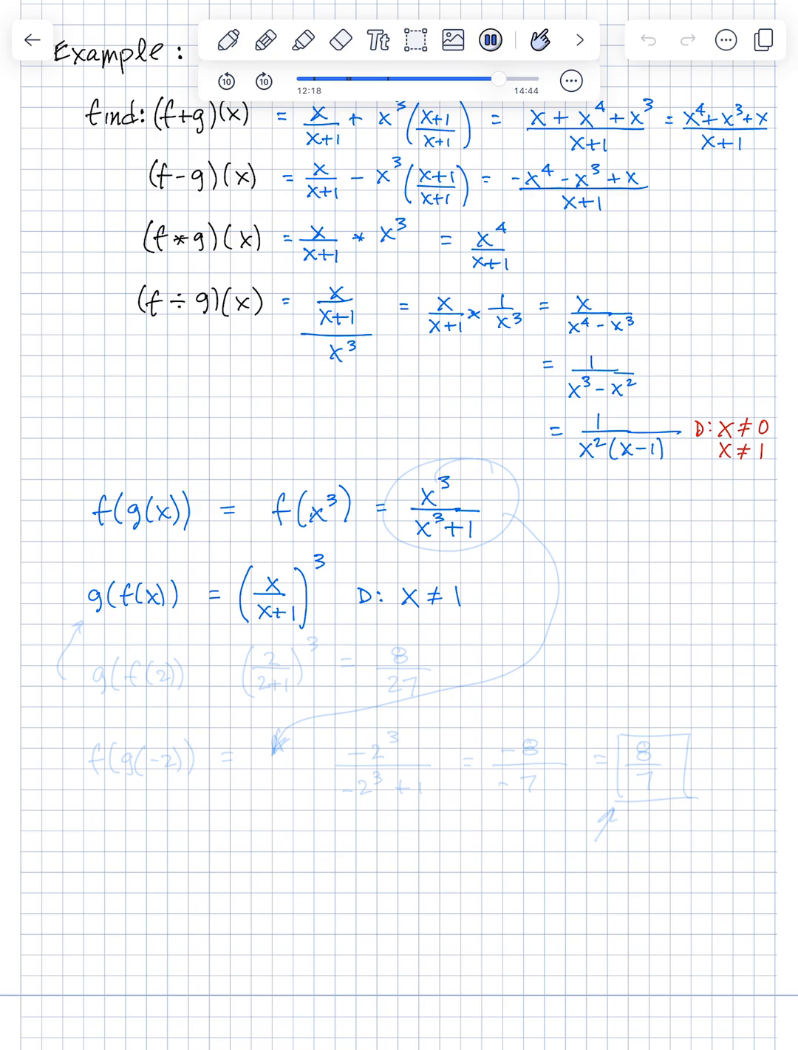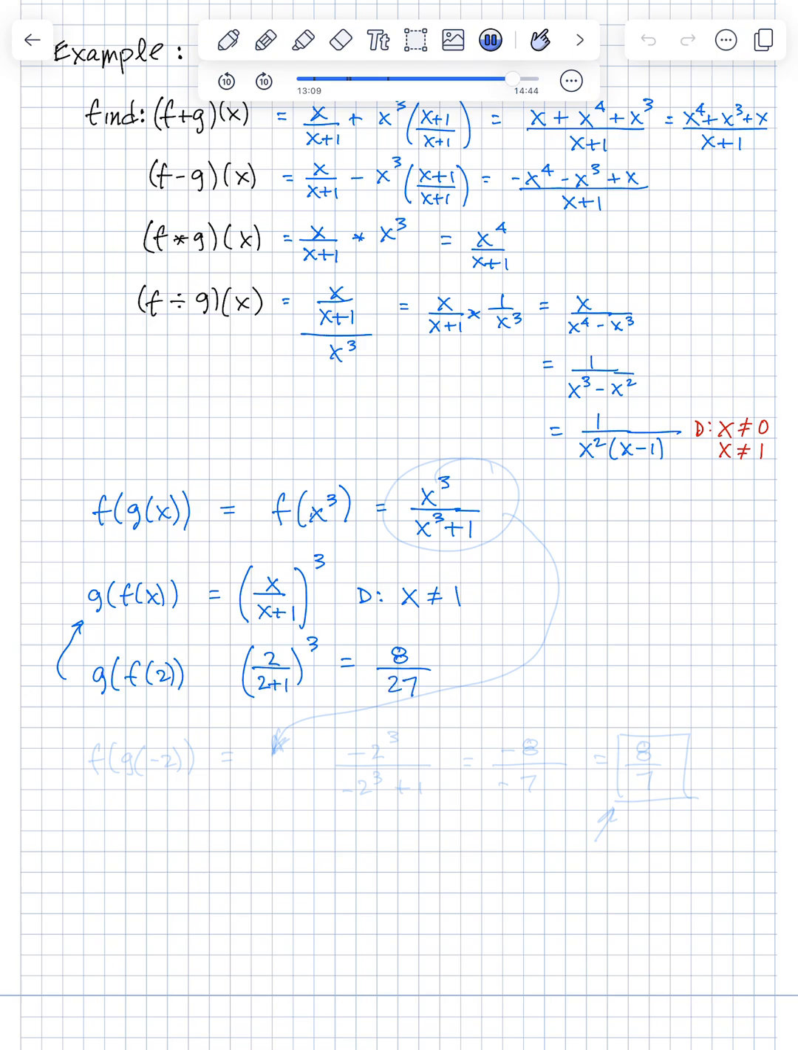Okay, so what about, let's do g of f of 2. So it's the same as this, except we're replacing 2 instead of x. So then we have 2 divided by 2 plus 1, and that's all cubed. So that's going to be 8 over 8 plus 1. It's going to be, no, 2 plus 1 is 3, 3 cubed, 27. Okay, so that's what it's going to be, 8 over 27.